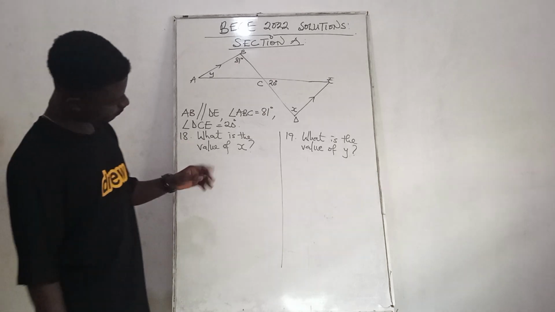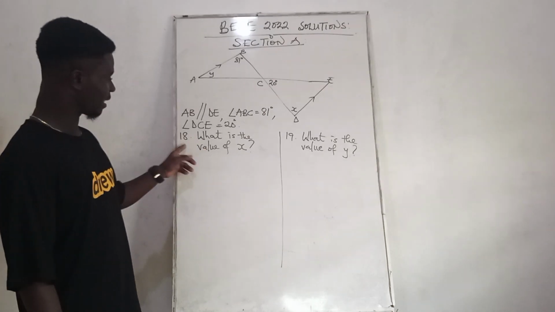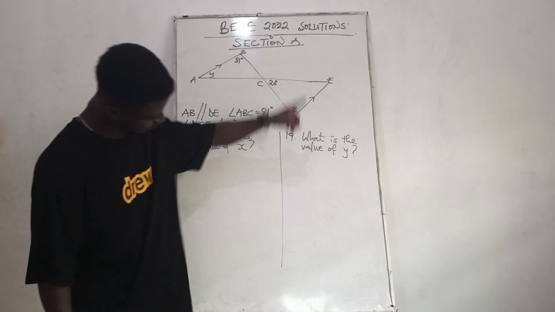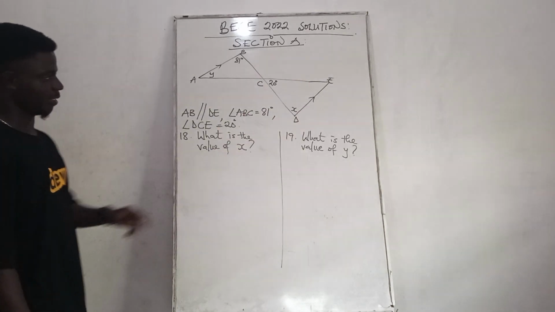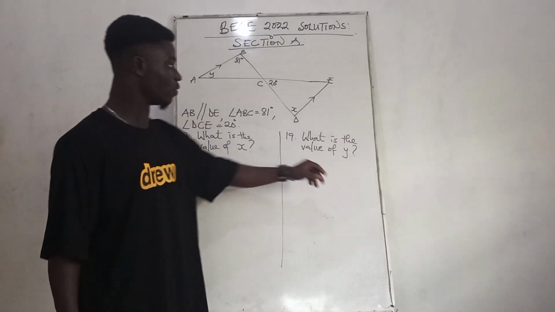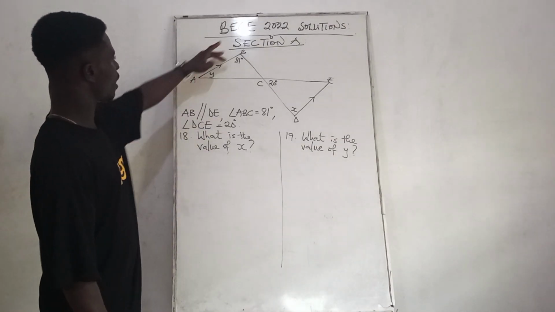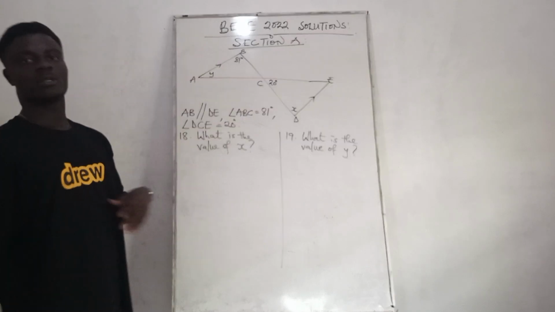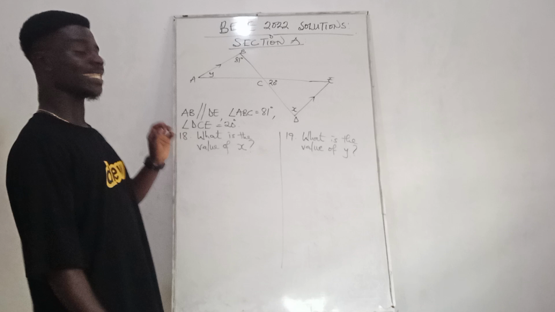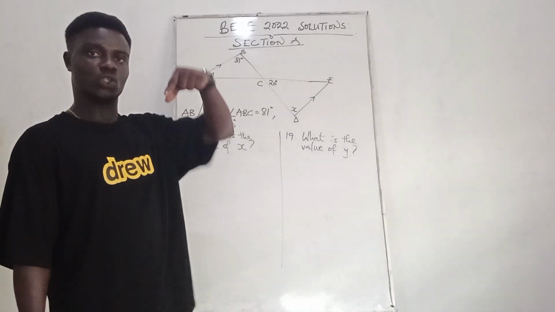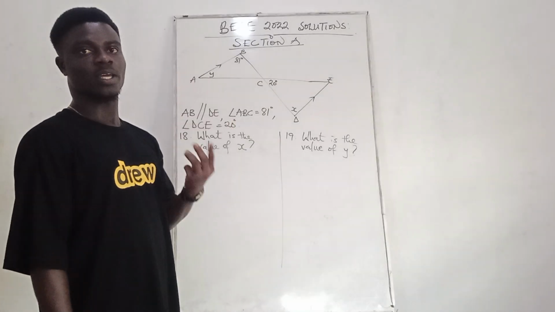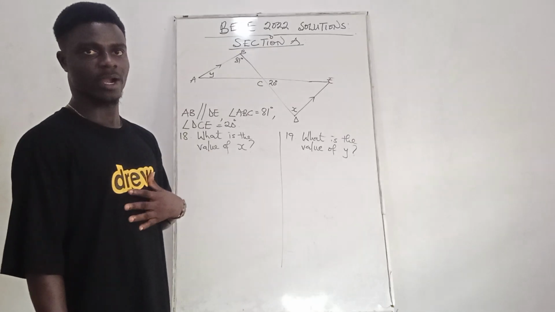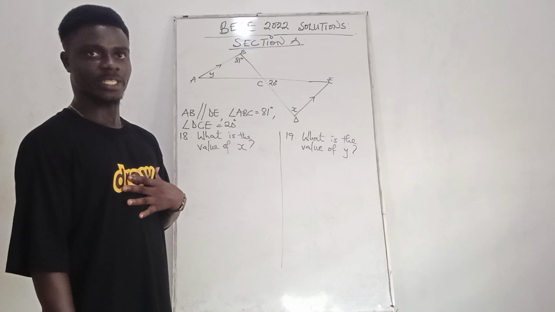Then question 18: what is the value of x? And the value of x is angle CDE. Then question 19: what is the value of y? So the value of y is angle BAC, or you can say CAB. What you have to note is to make sure that the angle is in the middle of the two letters under consideration here, right?